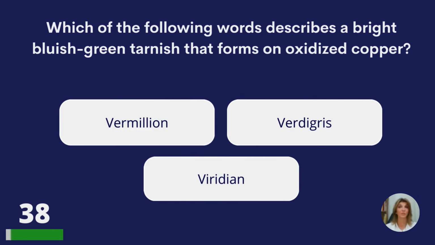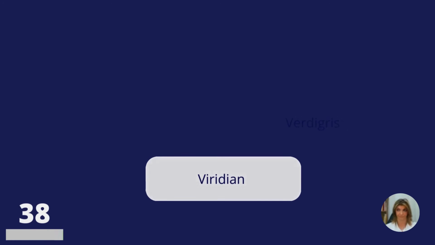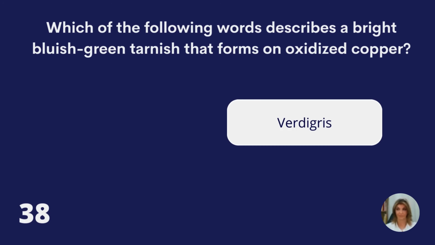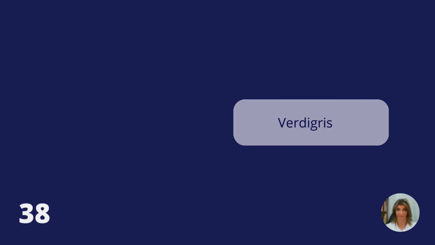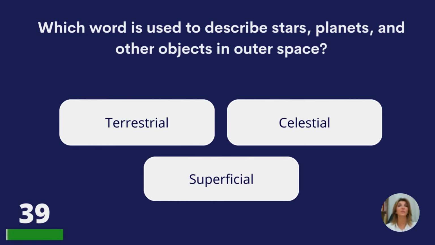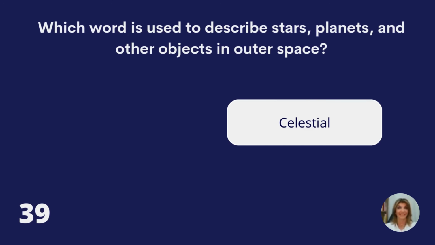Which of the following words describes a bright bluish-green tarnish that forms on oxidized copper? Vermilion, verdigris, or viridian? Verdigris. Which word is used to describe stars, planets, and other objects in outer space? Terrestrial, celestial, or superficial? Celestial.